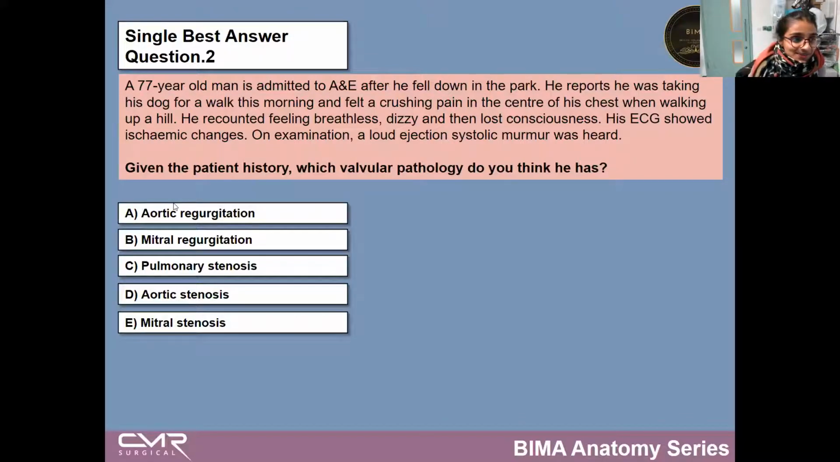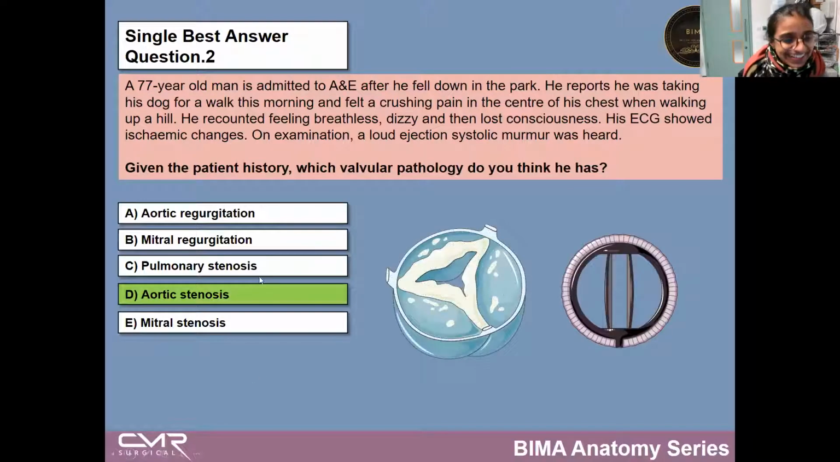D, aortic stenosis. Zara, correct. I gave this away a little earlier, but well done. This is a very common question and a very common clinical scenario. So I would definitely memorize that aortic stenosis is a loud ejection systolic murmur, and the triad of symptoms are angina, dyspnea, and syncope.